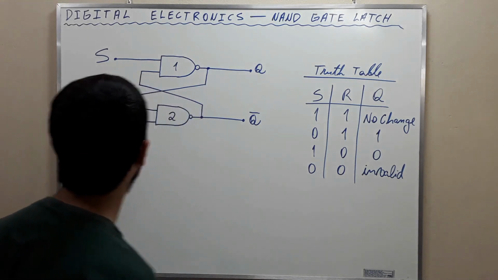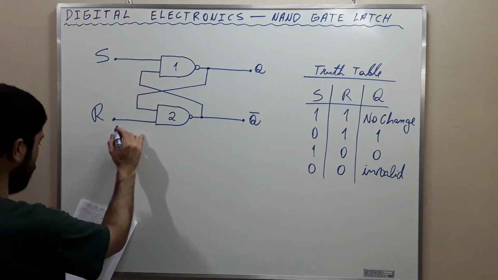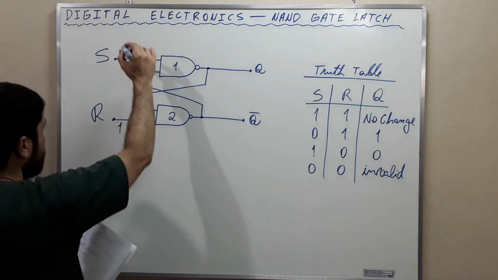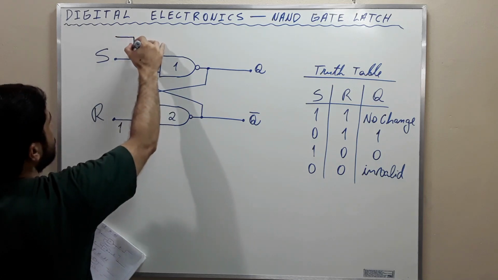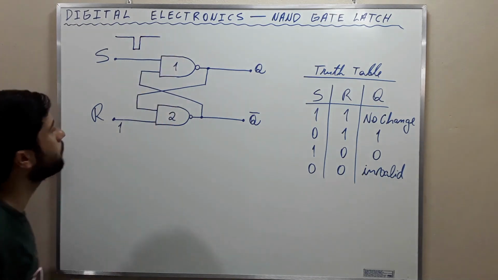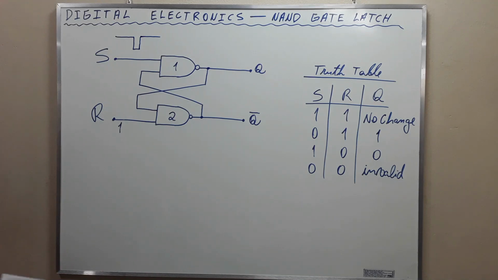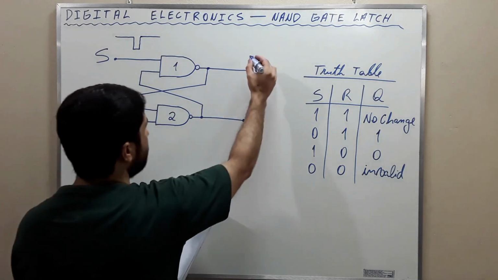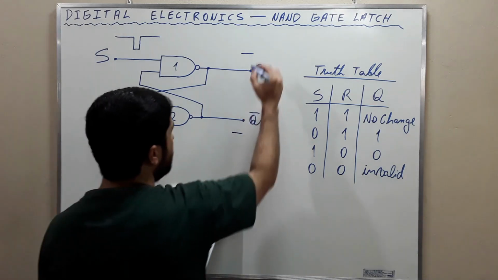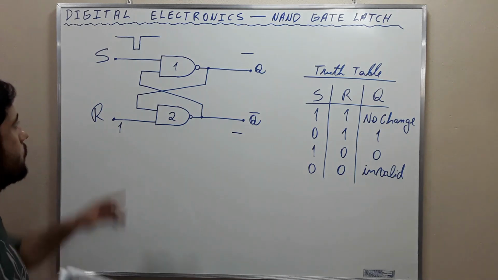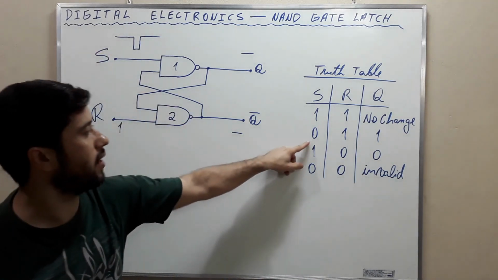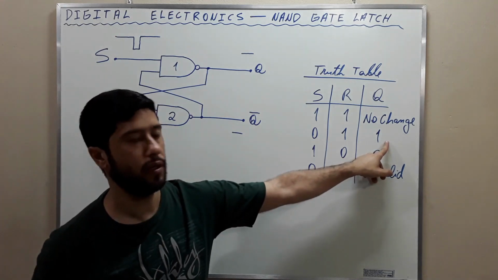At first, both are 1. The reset pin is 1 and the set pin, which is 1, fluctuates to 0 and then becomes 1 again. What is going to happen to the output? If the output is low and the Q bar is high, see that here we are setting it to 1, okay? When set is 0, the output is 1.